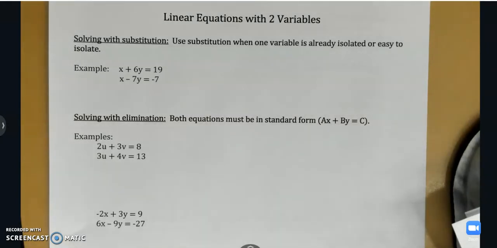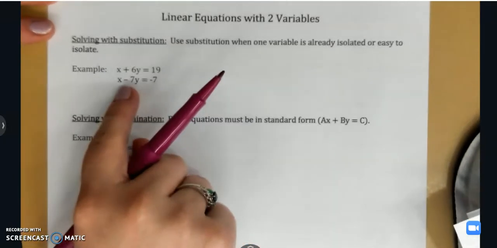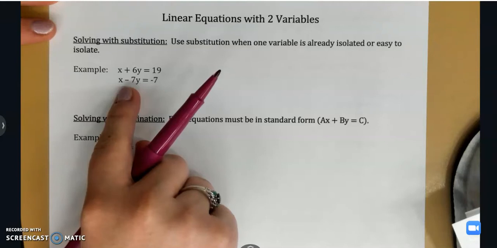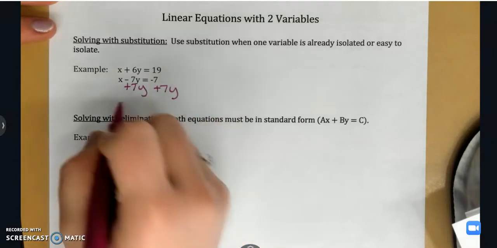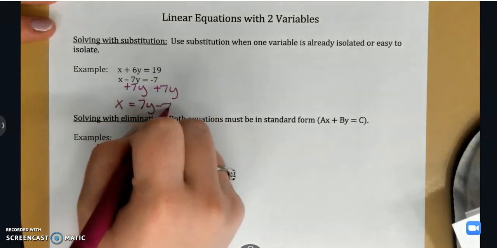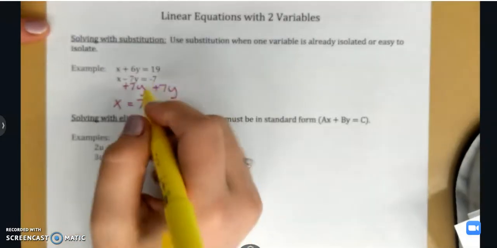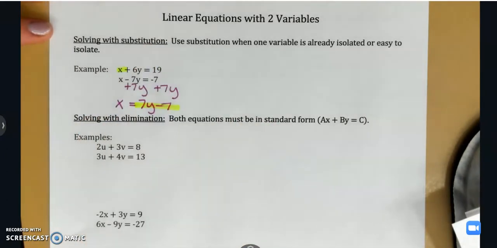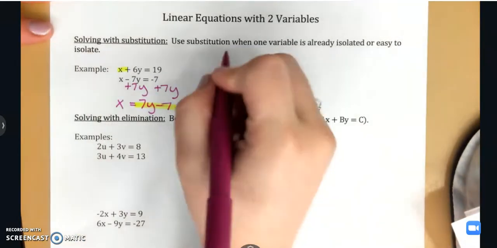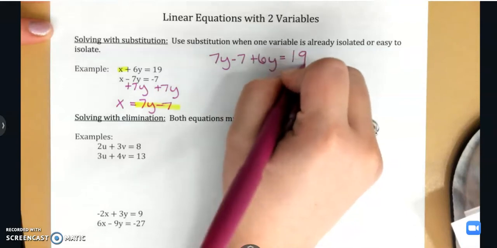This means that I have isolated one of my variables and I'm going to plug it into my other equation. So I've got my two equations, and on this bottom one, if I wanted to isolate x, meaning x is by itself, I could just add 7y, and 7y minus 7 is now an expression of x in terms of y. So I can substitute this whole expression in place of x in my top equation.